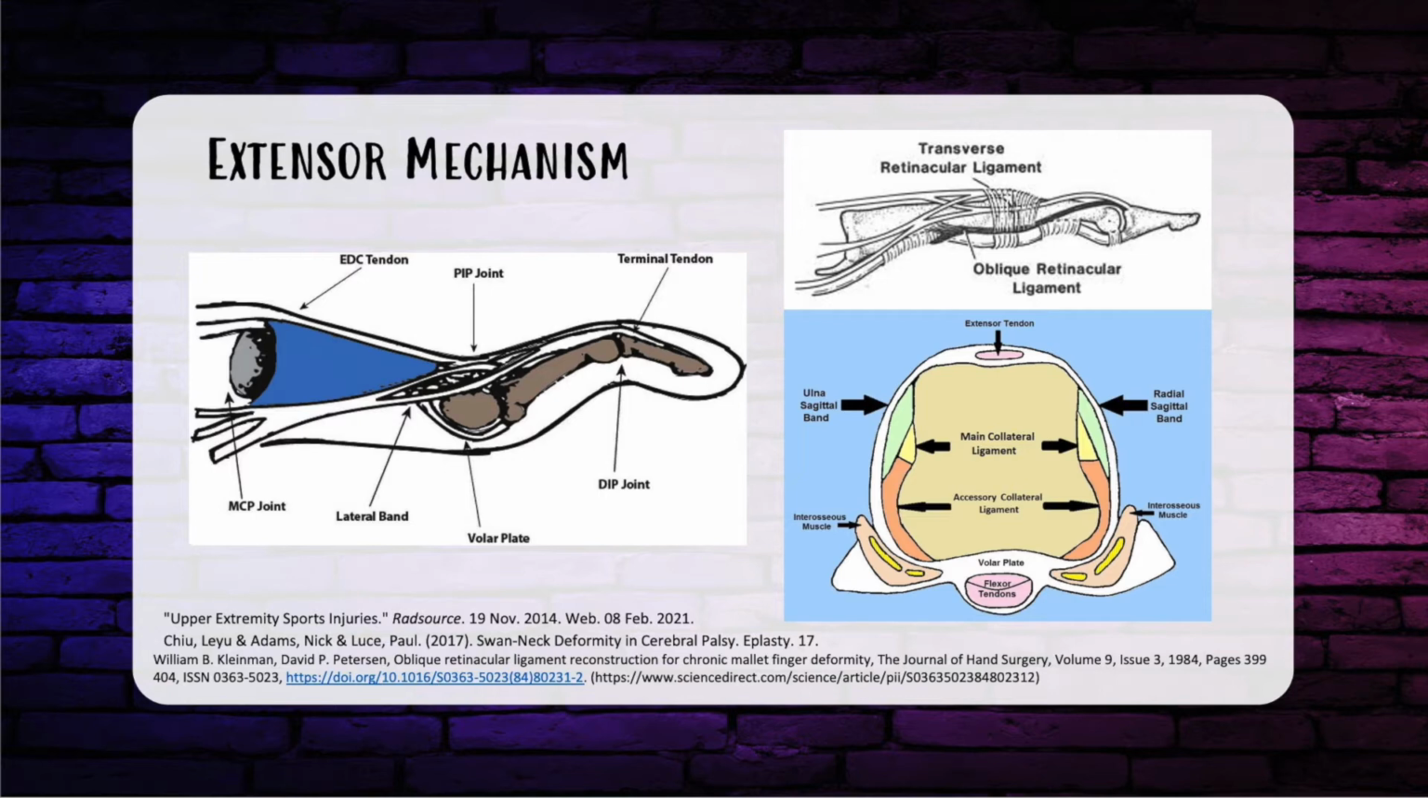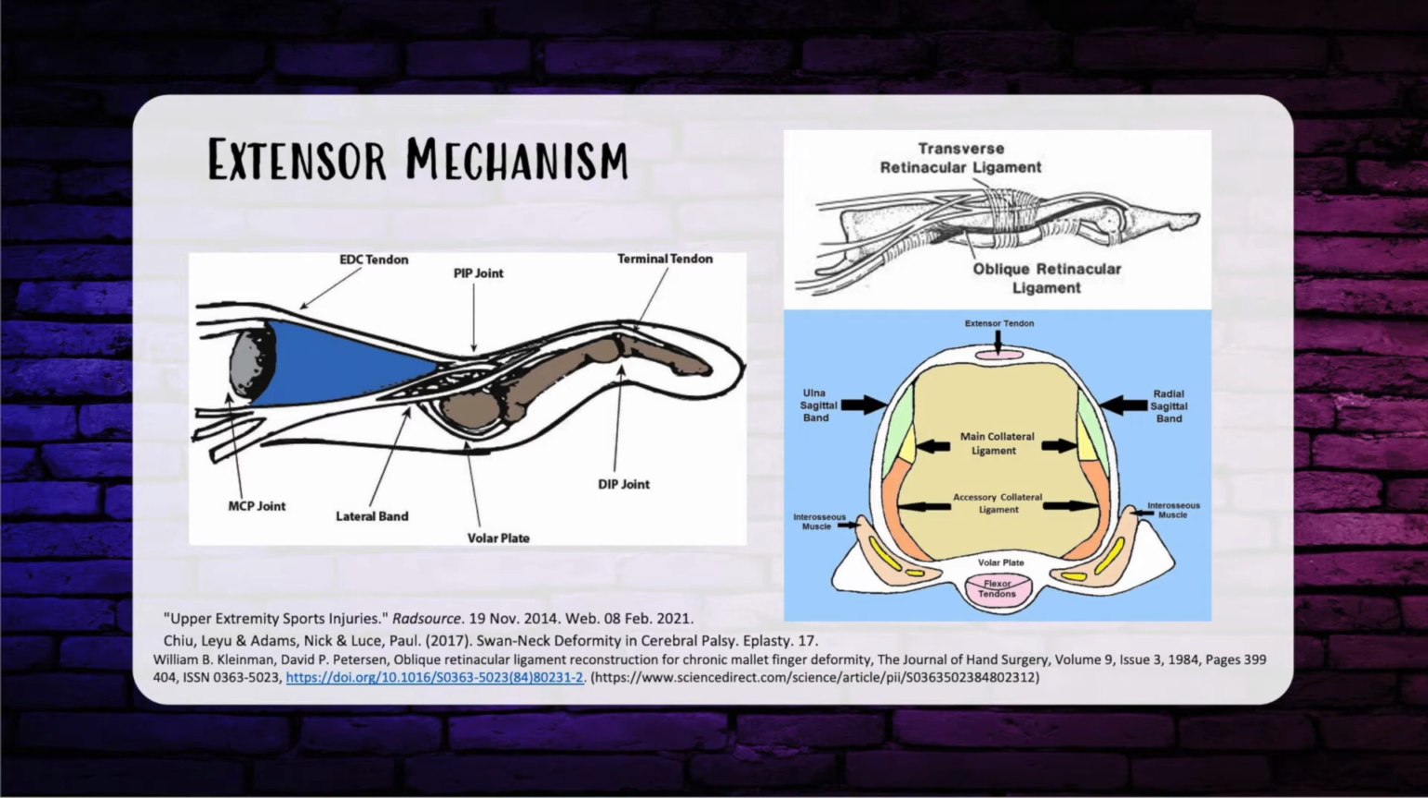So with a boutonniere deformity, you have flexion of your PIPJ and extension of your DIPJ. You're not able to extend your PIPJ. And that makes sense, right? Because if your lateral bands are causing you to have volar subluxation of your tendons, then you're not going to be able to have as good of an extensor tendon mechanism for your PIPJ.